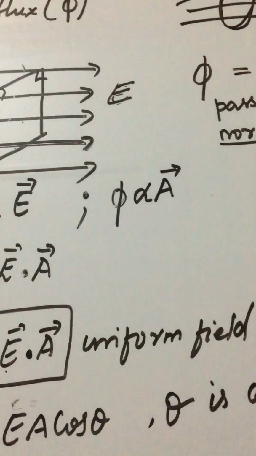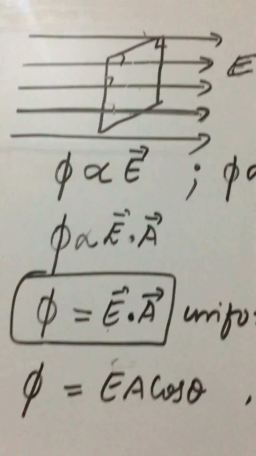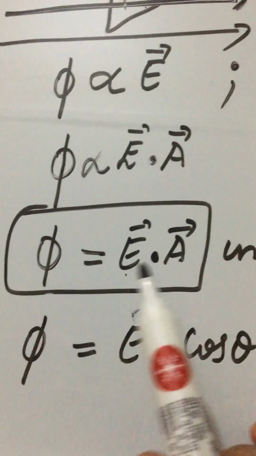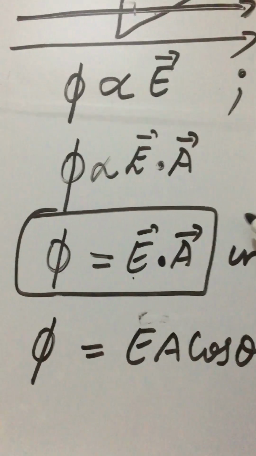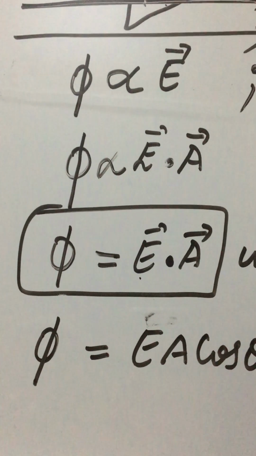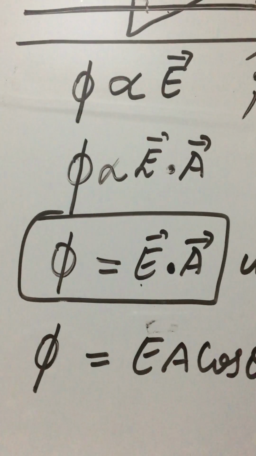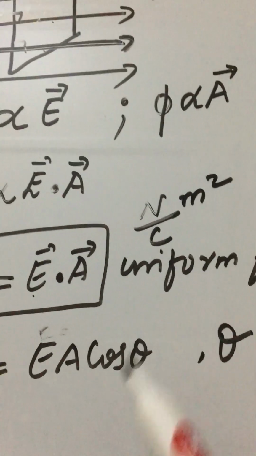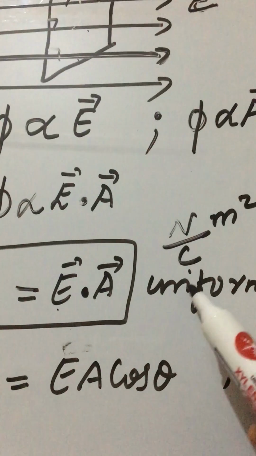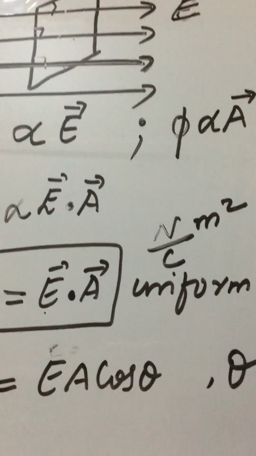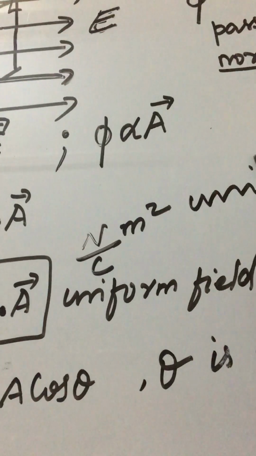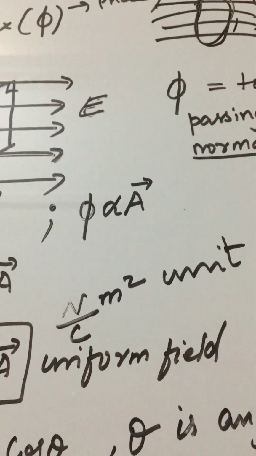Clear? Now what about the unit? This is the definition. The unit in SI will be what? Electric field is newton per coulomb and area is what? Meter square, right? Newton meter square per coulomb. This is the unit. Now, based on this, we are going to do some small numericals.